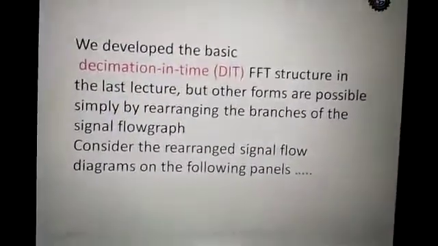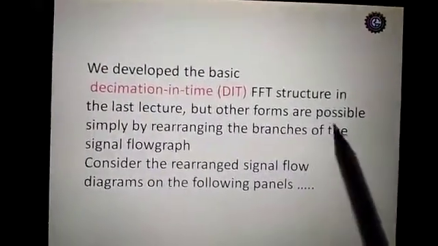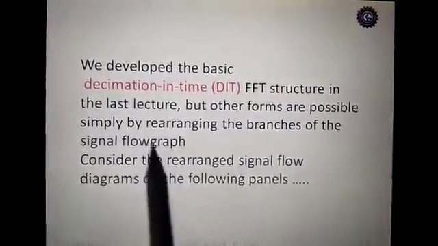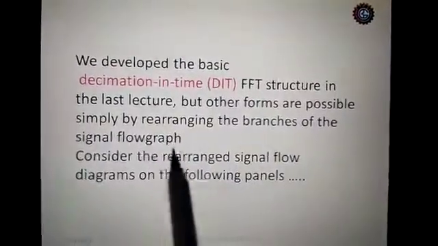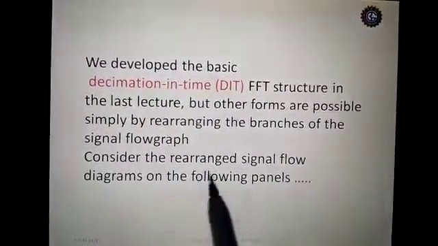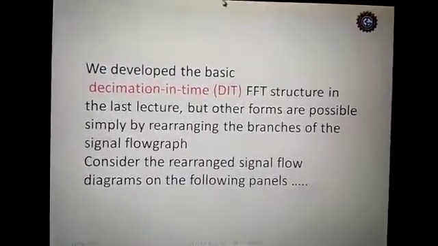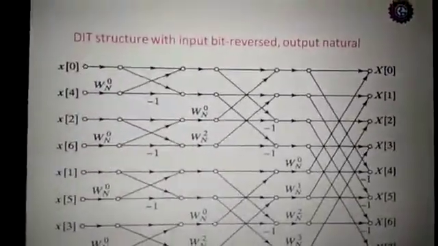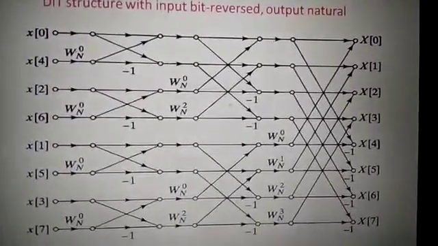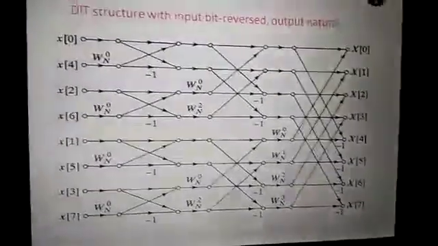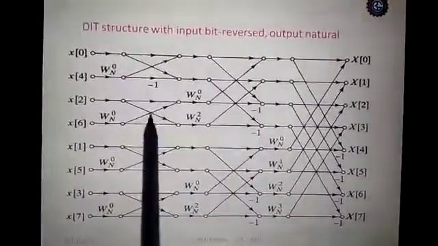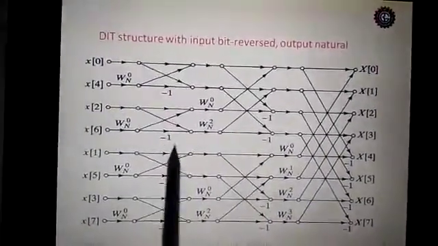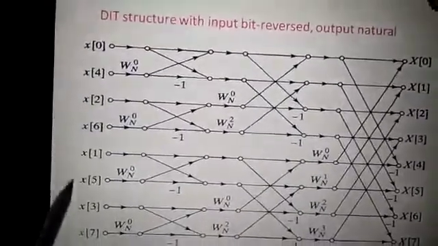We developed the basic DIT, that is decimation in time FFT structure, in the last video, but other forms are also possible simply by rearranging the branches of the signal flow graph, considering the arranged signal flow diagrams of the following panels. Last time we have seen this DIT structure with input bit reversed and output natural. Before going to the numerical, I will explain this DIT structure once again. Here you can observe this is the input side.